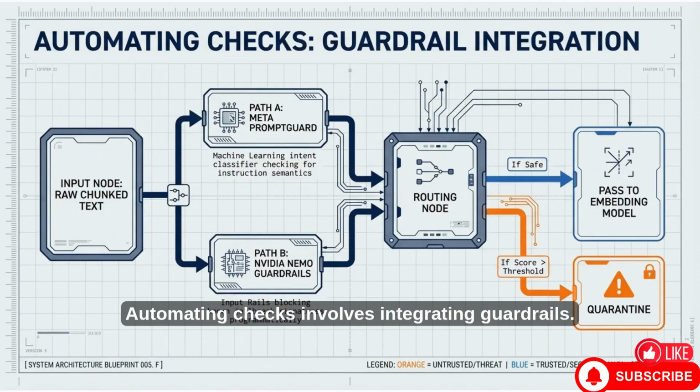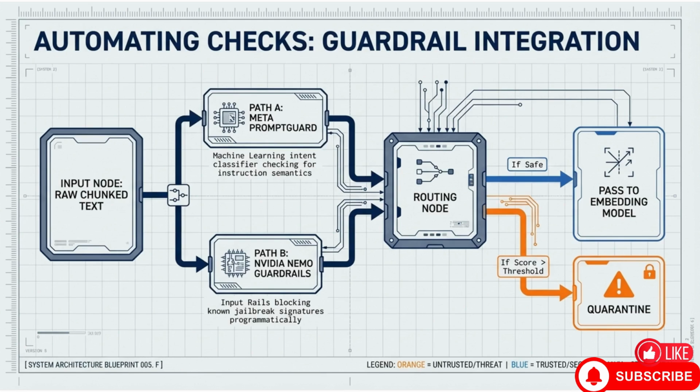Automating checks involves integrating guardrails. Input text is checked using systems like Meta's Prompt Guard and NVIDIA's NeMo Guardrails to scan for instruction semantics and block known jailbreak signatures before passing to the embedding model.